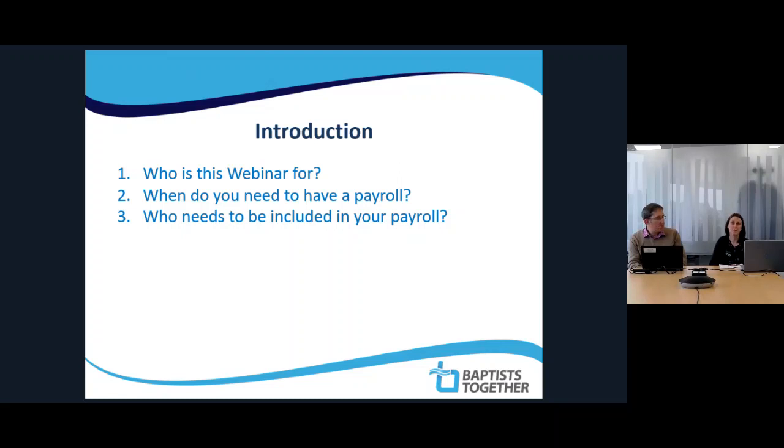Some of the things that need to be included in your payroll, who needs to be included, is very similar to the previous point, really. Anyone that you want to pay a wage to, like I said, whether they're a minister, a cleaner, an admin staff, anyone you're physically paying money to needs to go onto your payroll.